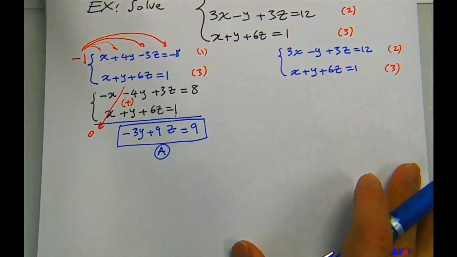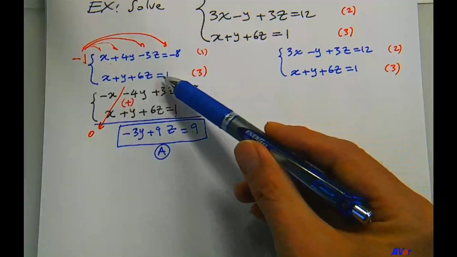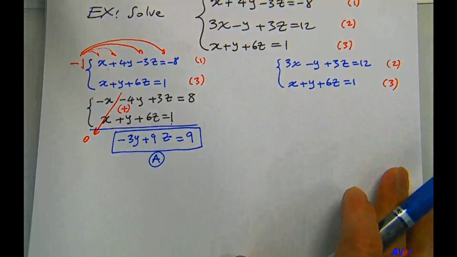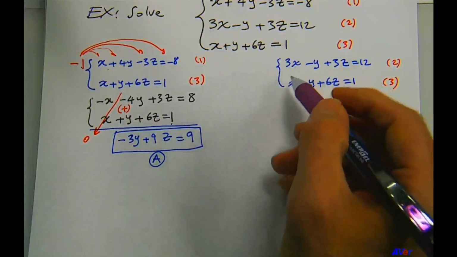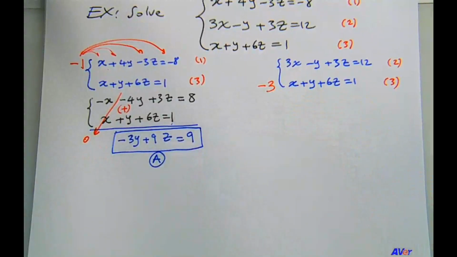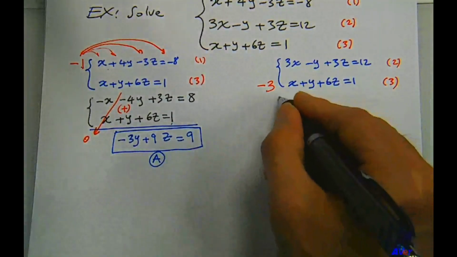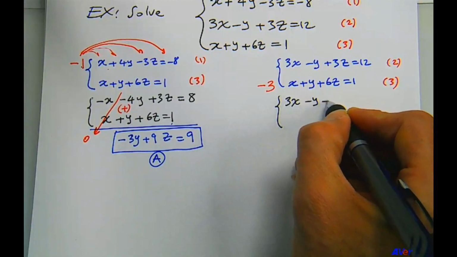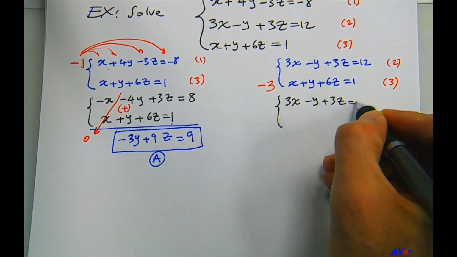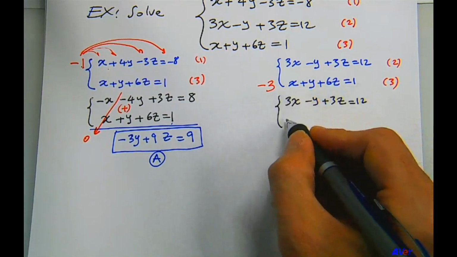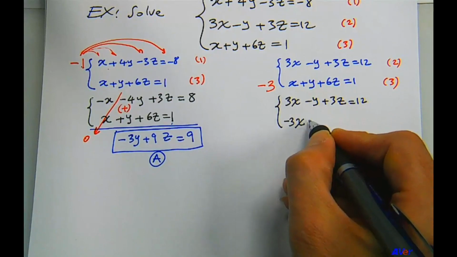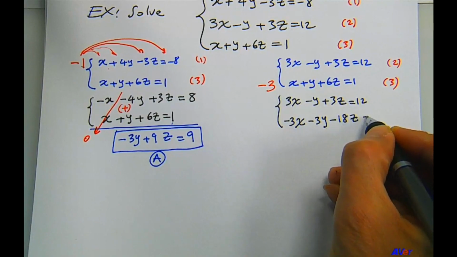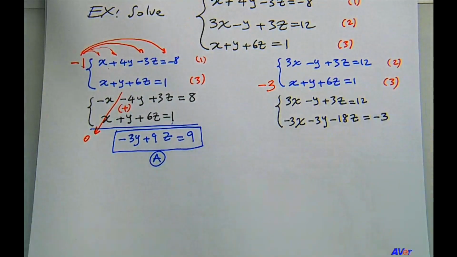Let's do the same thing here. So we eliminate the variable x in this pair. We have to do the same thing here. So let's multiply the bottom equation by minus 3. Then the top equation doesn't change, for now. 3x minus y plus 3z equals 12. Now distributing this negative 3, we have negative 3x, negative 3y, negative 18z equals minus 3.